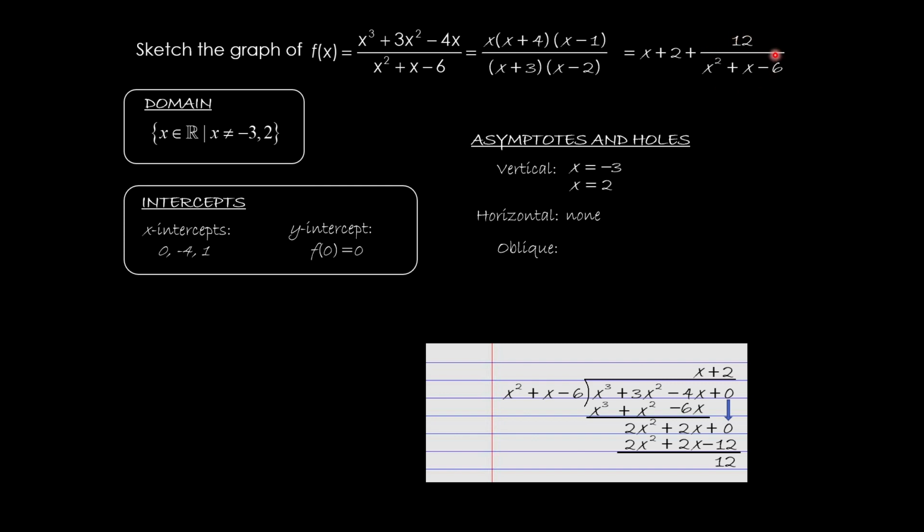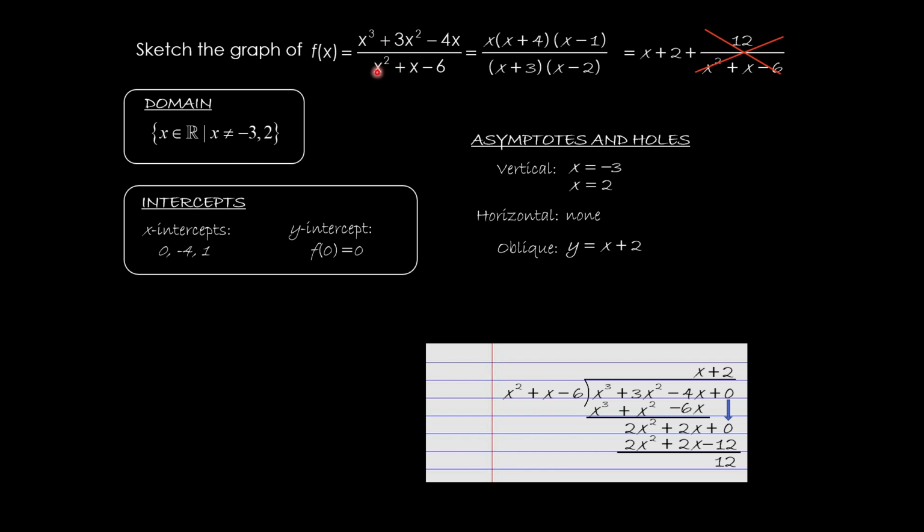So the value of this entire fraction starts to approach 0 as x approaches infinity or as x approaches negative infinity, which means it kind of starts to look negligible, starts to look like nothing. So as x goes to infinity or negative infinity, our function starts to look more and more like y equals x plus 2, which is a line. And that is the equation of the line that is our oblique asymptote, y equals x plus 2.